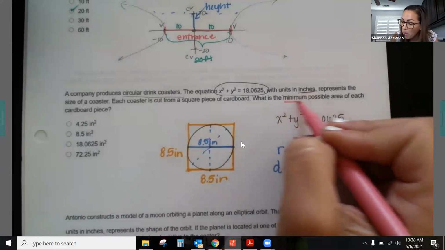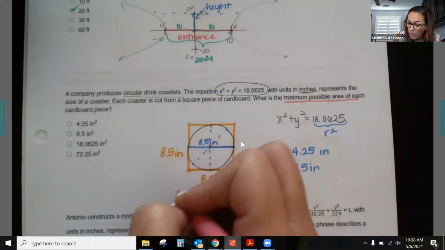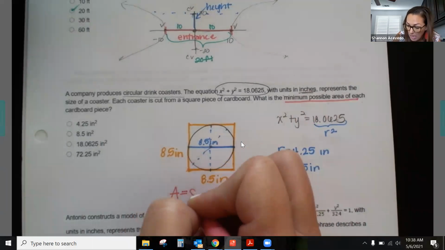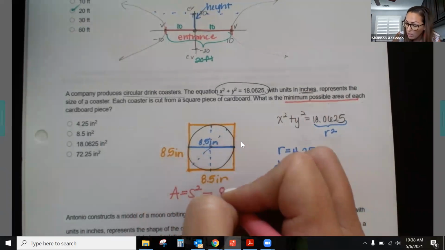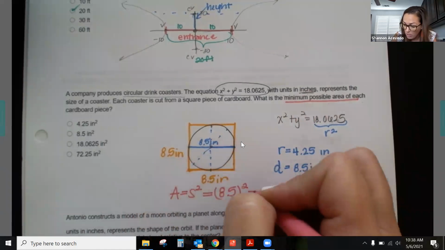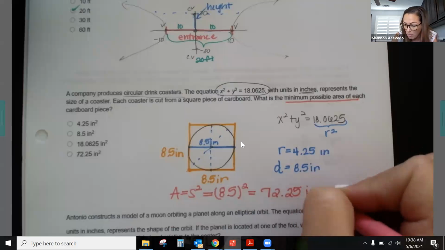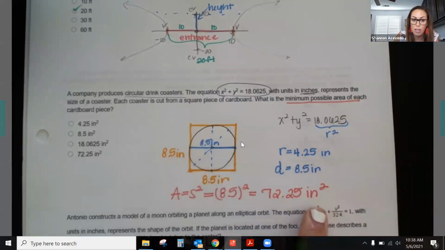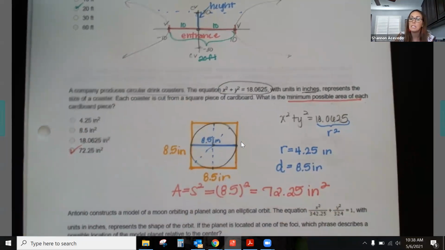So when we want the minimum possible area of each piece of cardboard, the cardboard is a square, so the area of a square is s squared. The minimum length of each side is going to be 8.5, so 8.5 squared is going to be 72.25, and it's always going to be square inches when we talk about area. And so here's my answer right here. If I go too fast or you have any questions, please let me know.